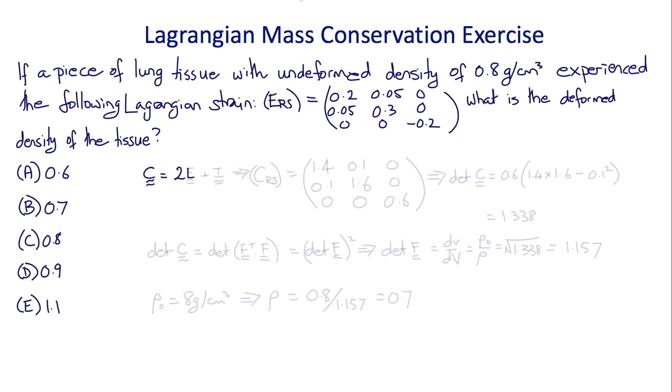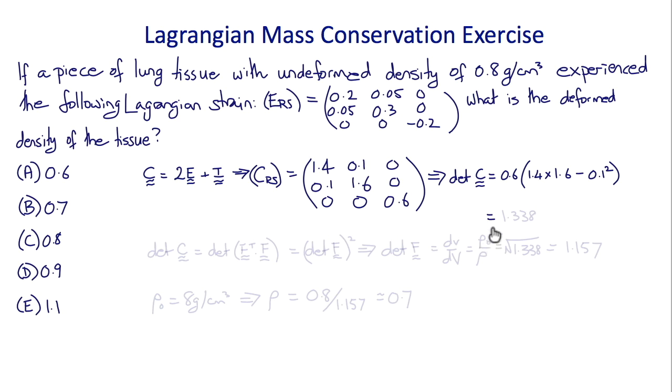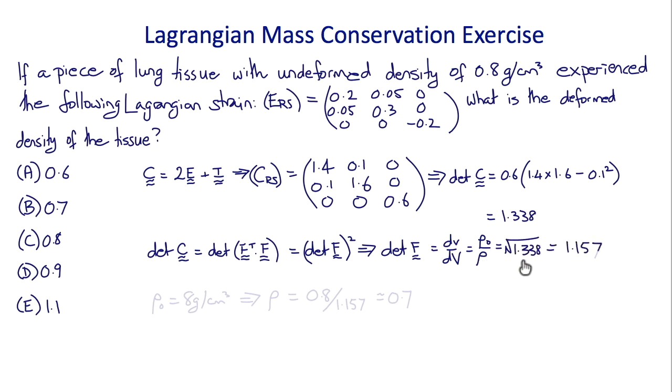To do this, we first need to calculate C, the right Cauchy-Green deformation tensor, from E, the Green's strain tensor. And using C equals 2E plus I, we get that the components of C are 1.4, 0.1, 0, 0.1, 1.6, 0, 0, 0, 0.6. That gives us that the determinant of C is 0.6 times the determinant of this block, which is 1.4 times 1.6 minus 0.1 squared, which is 1.338. Now the determinant of C is the determinant of F transpose F, which is the square of the determinant of F. Therefore, the determinant of F, which is the deformed to undeformed volume ratio, or the undeformed to deformed density ratio, is equal to the square root of 1.338, which is 1.157.